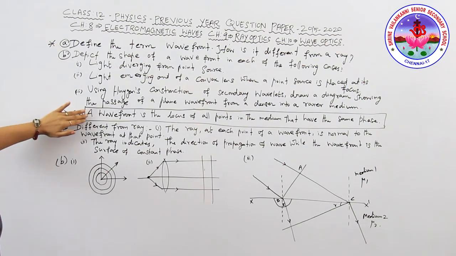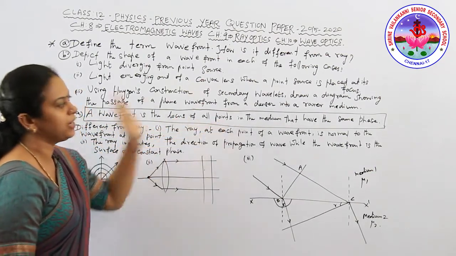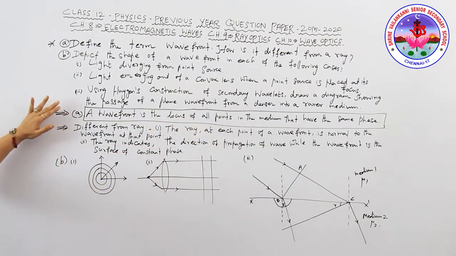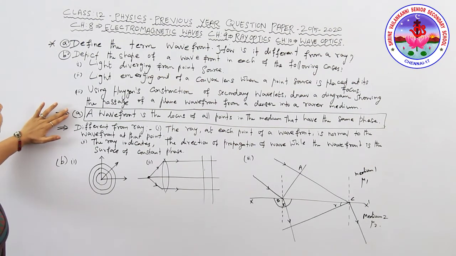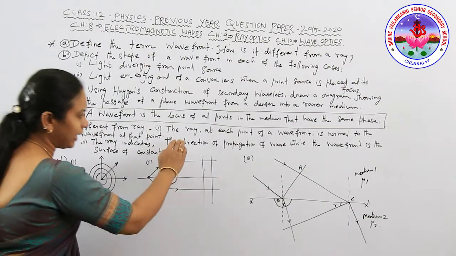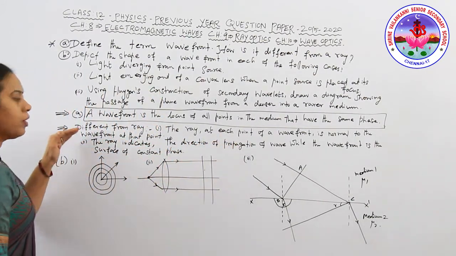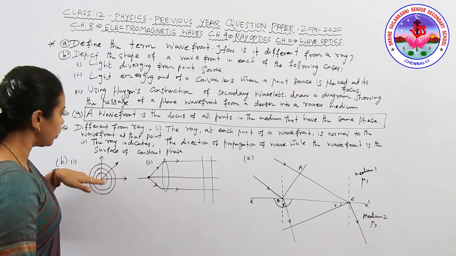a ray. So, wavefront is the locus of all points in the medium which have the same phase. So, that is nothing but wavefront. And how is it different from a ray? See, the ray at each point of the wavefront is normal to the wavefront. Ray is normal to wavefront.